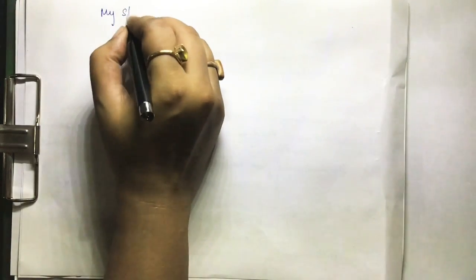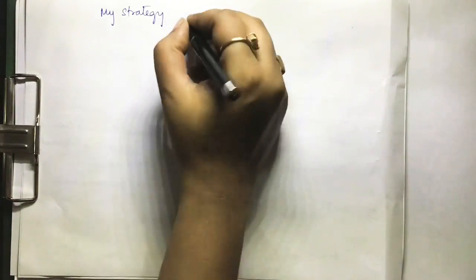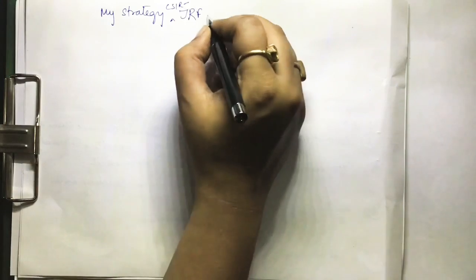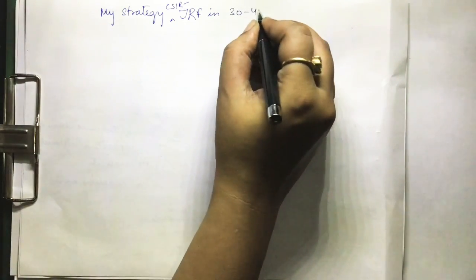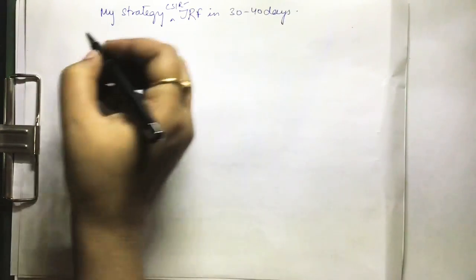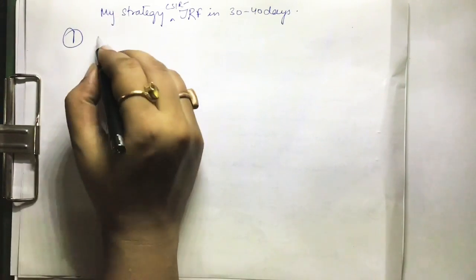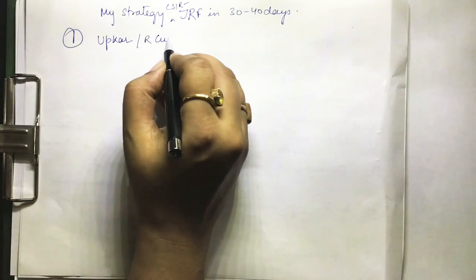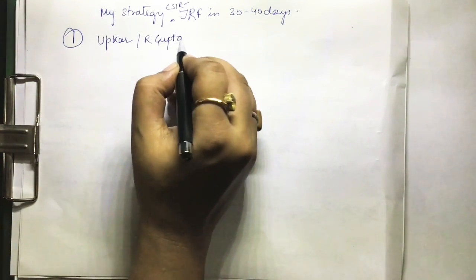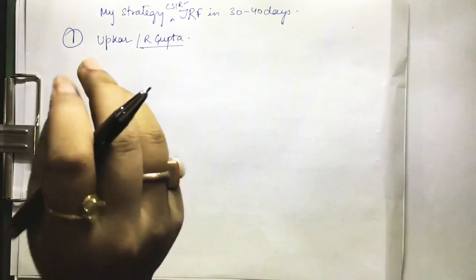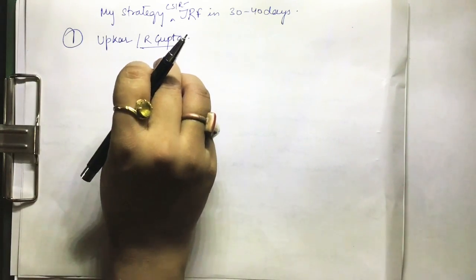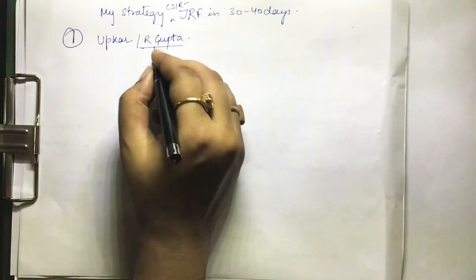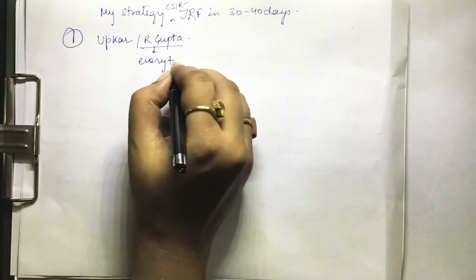My strategy which I followed to clear CSIR JRF in 30 to 40 days. How I cleared it, let me tell you. I purchased the Upkar book written by R. Gupta. Go for this book. Read every topic from this book, whether it interests you or not.